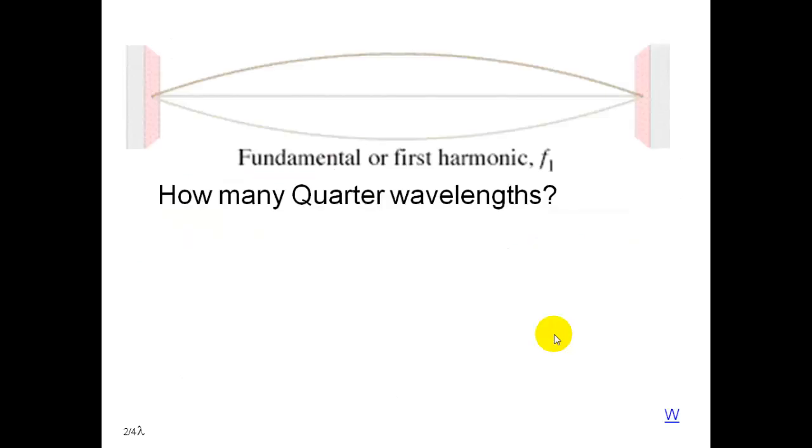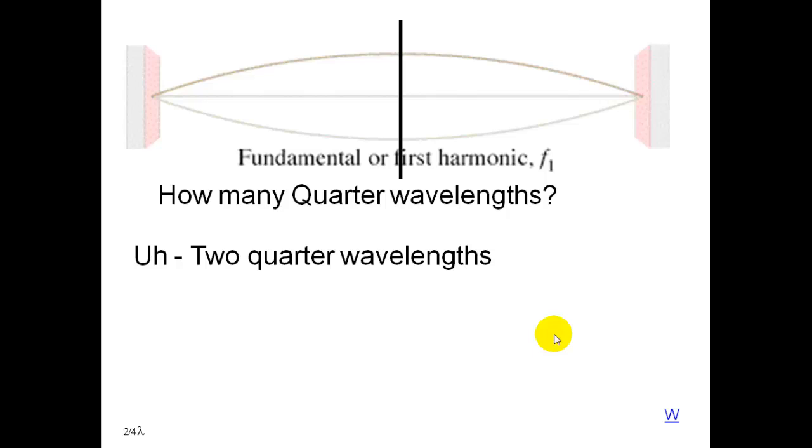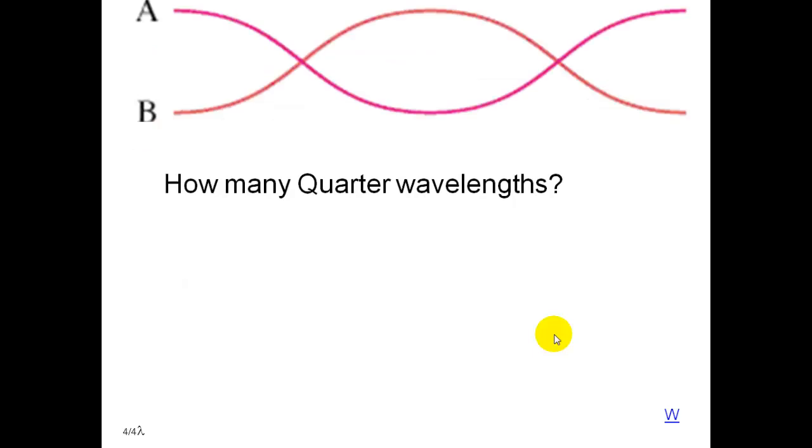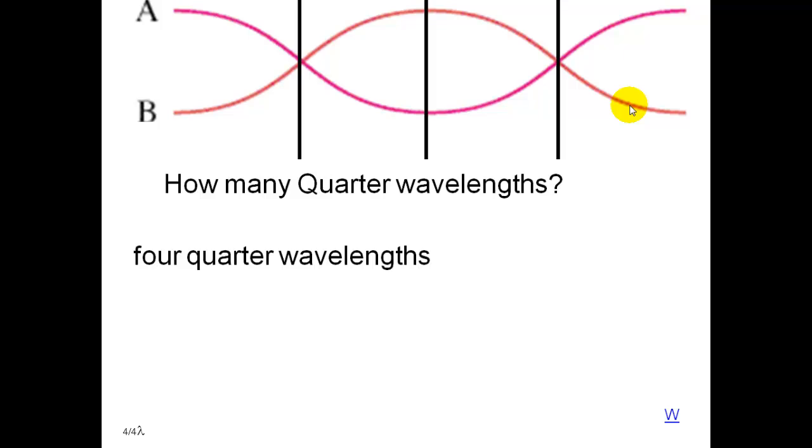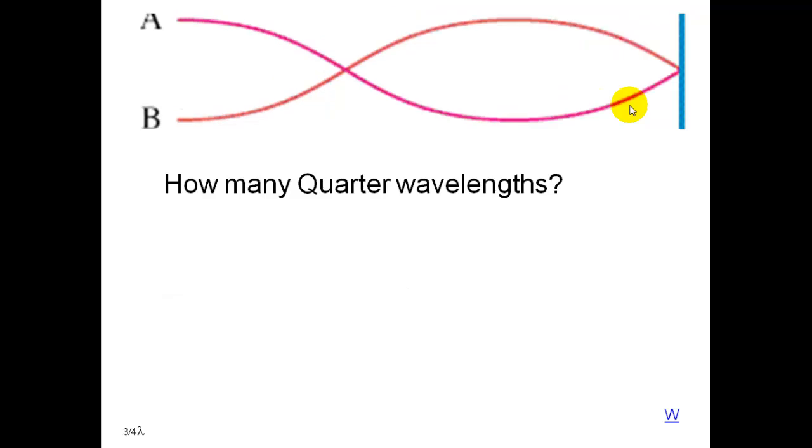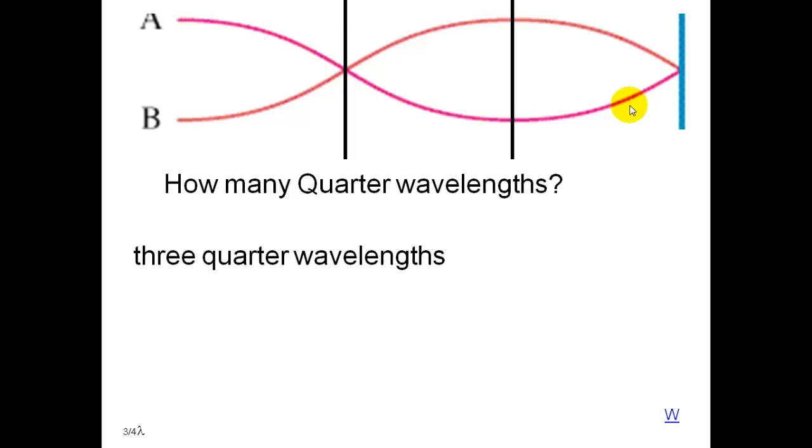What about the fundamental, the first harmonic? How many quarter wavelengths are there here? There's basically 1, 2 quarter wavelengths. So that's going to be half a wave. How many quarter wavelengths here? You basically have 1, 2, 3, 4 quarter wavelengths. In other words, 1 complete wavelength, and so on. How many quarter wavelengths here? We have 1, 2, 3 quarter wavelengths. So there you have it.